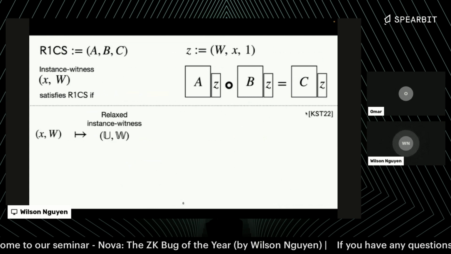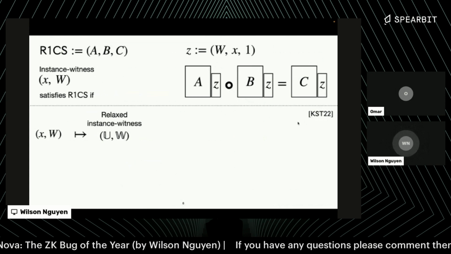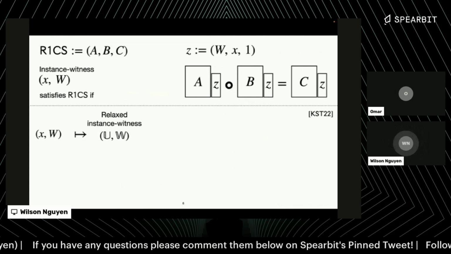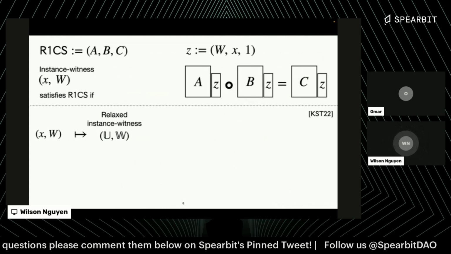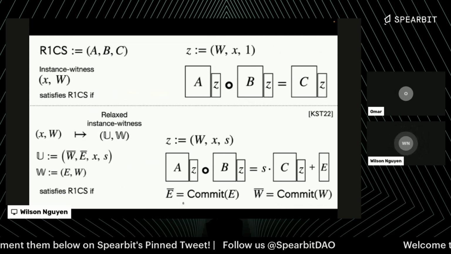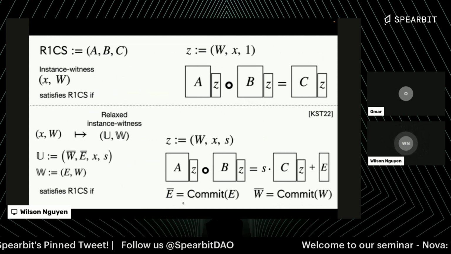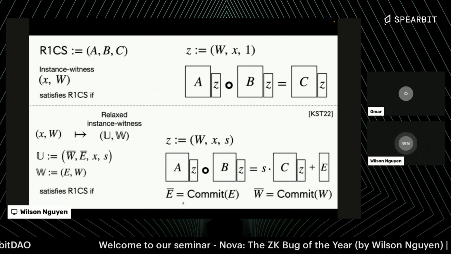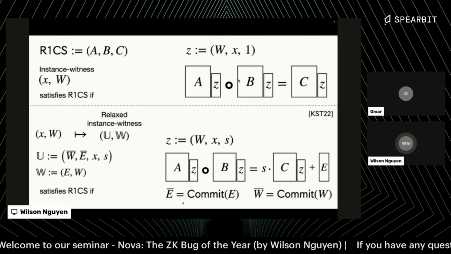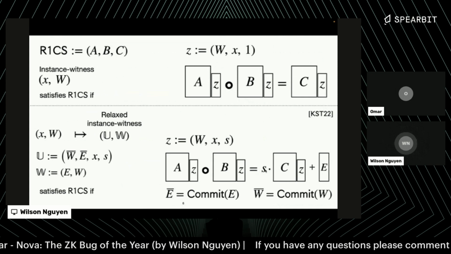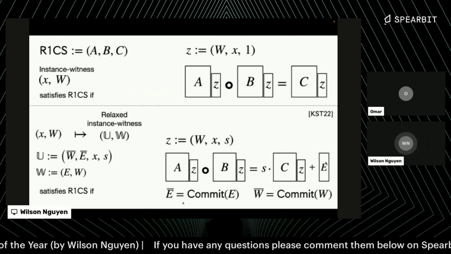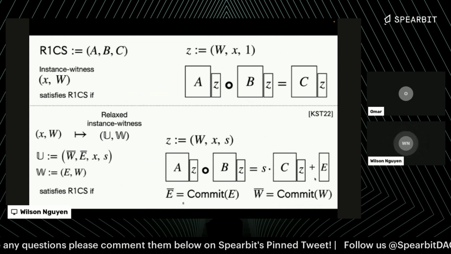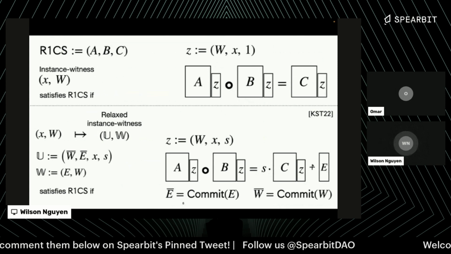And so Nova, which is the KST paper, introduces a notion of relaxed instance witness pairs and also relaxed R1CS. In particular, these pairs satisfy the constraint system if they satisfy a more relaxed notion of R1CS. In particular, instead of strictly satisfying this equation, we also are allowed to scale by a scaling factor, and also we have this additive error here. And so it's like we satisfy the original constraint system, but with a little bit of error.